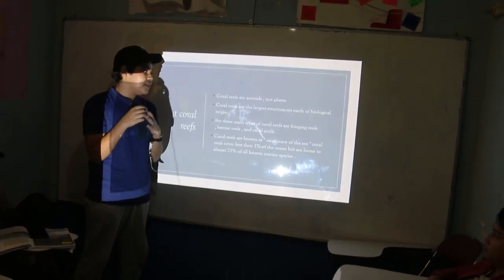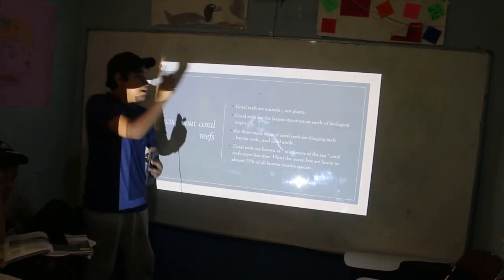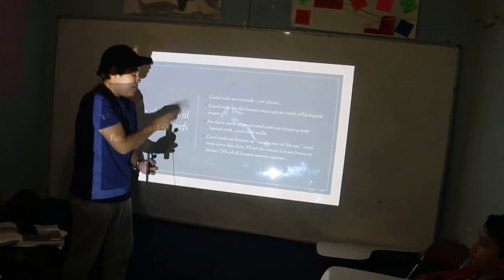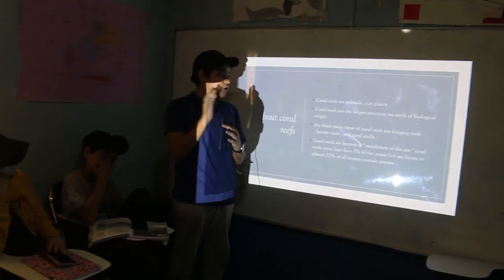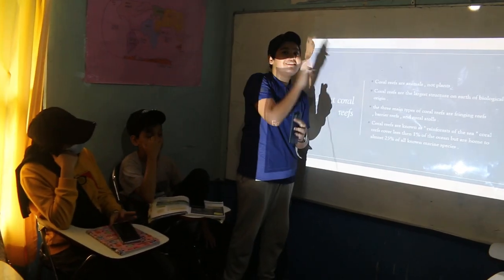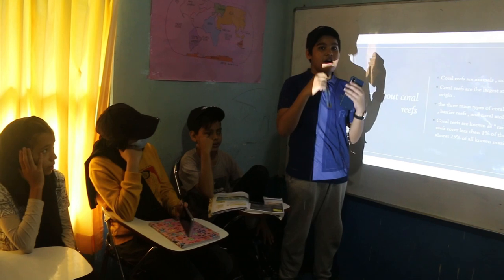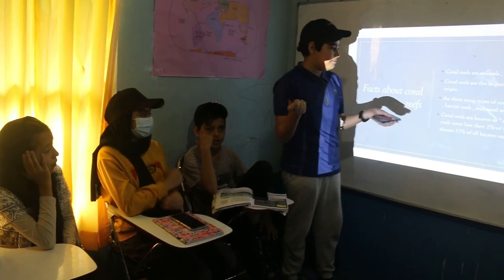Third thing, there are three main types of coral reefs. There are fringing reefs, barrier reefs, and coral atolls. So there are many types of coral reefs, but those are the three main types that are common in the ocean.